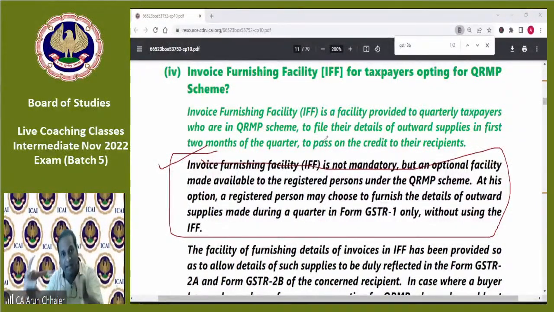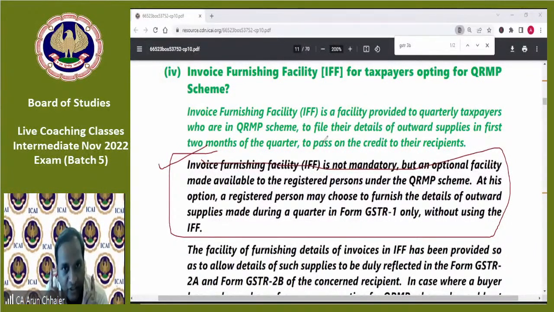So when I am filing the 3B, I can only furnish 3B when I have paid the taxes at the same time. When we are filing the 3B, we are calculating our tax liability, and there is a system: click on the pay challan, I am making the challan and offsetting the same.